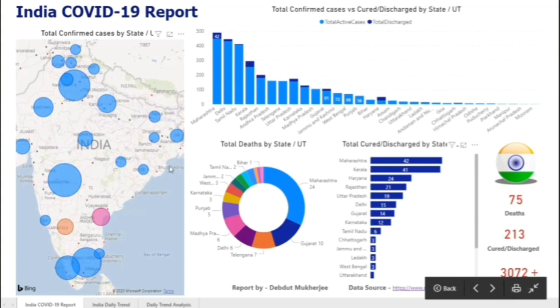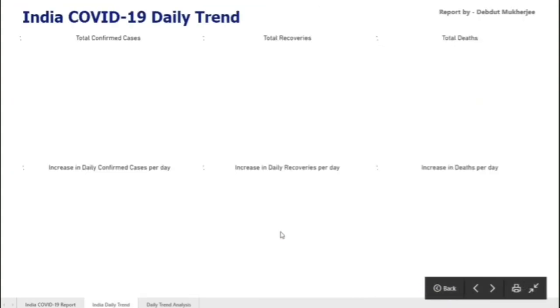At first glance, we can see that the conditions in these states, Delhi, Maharashtra, Tamil Nadu, and Kerala, are not good. So we have to understand what exactly is the reason. Okay, now we're talking about India. Let's see the daily trend.